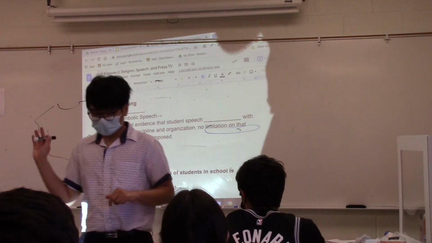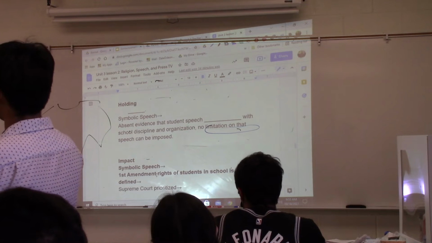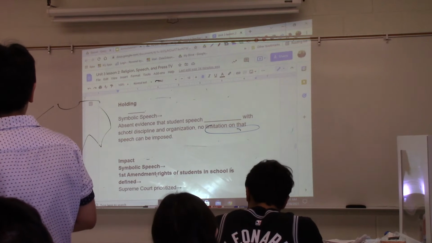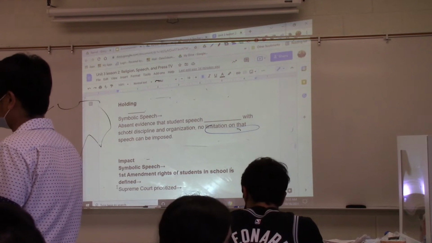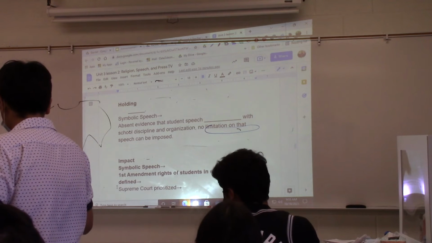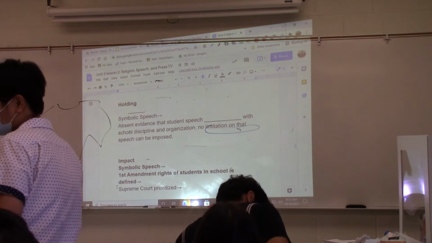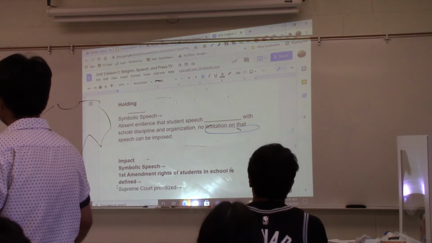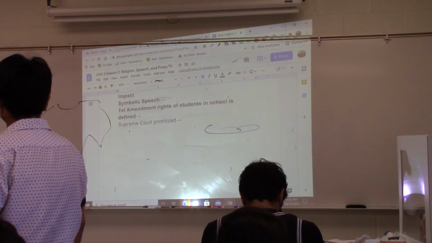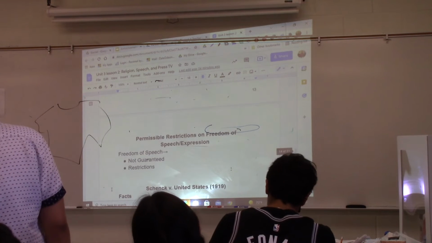Any questions regarding this, guys? So political speech, symbolic speech, as long as they do not significantly disrupt school operations, is protected by the First Amendment. That's why we have a dress code, guys, because the school is saying that certain articles of clothing, certain outfits, interfere with school operations. Whether or not you agree with that is up to you. Next, yes, ma'am.